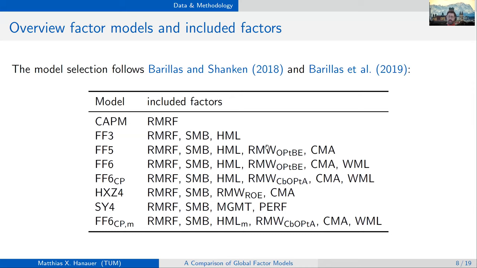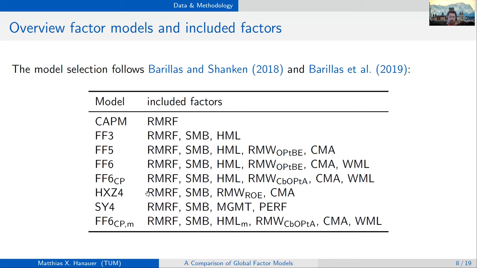Here the five-factor model adds RMW, robust minus weak, so a profitability factor, and an investment factor. And it's also extended to the six-factor model by adding momentum. Then I have a variant of the six-factor model where I just replace the operating profitability factor by a cash-based operating profitability factor. This is some nitty-gritty research stream that asks what is actually the best profitability factor, and to ensure that the results are not just driven by the choice of the profitability factor, I replace it here too, because this is more or less what Fama and French in 2019, in Choosing Factors, say is the preferred model.